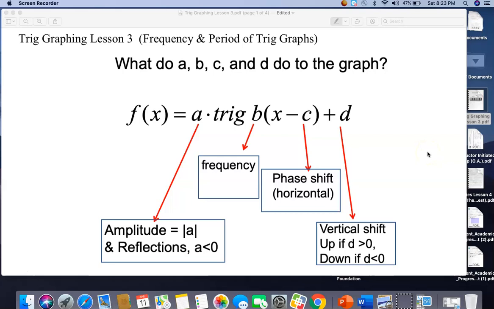I'm going to do a little bit on the graphing calculator to show you specifically how the B works now that we know the other three components. So let me pull up a calculator here.